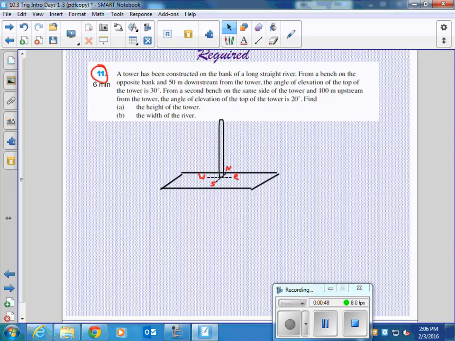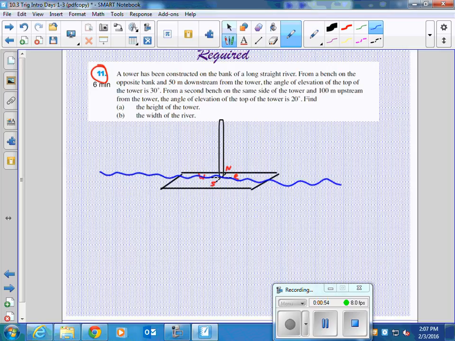This one talks about water. So here's what I do. I have the river going up like this, and then here's across the river, like that.